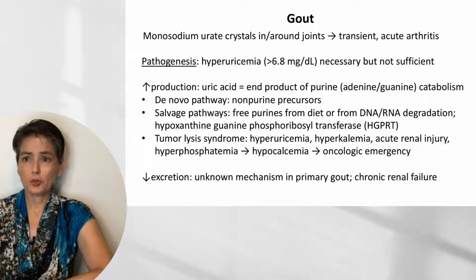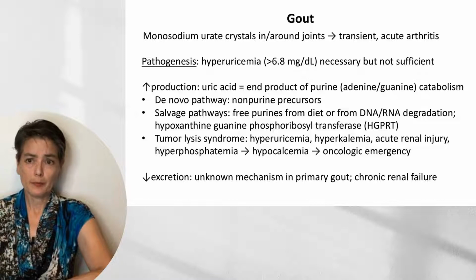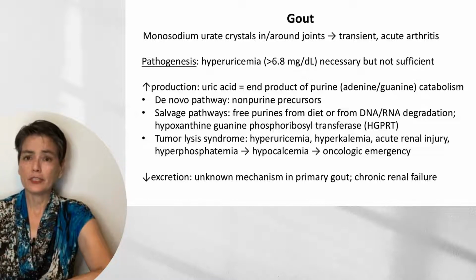So let's begin first with gout. Gout is caused by the deposition of monosodium urate crystals in and around joints that initially presents as a transient acute arthritis. Now we know that hyperuricemia is necessary but not sufficient for the development of gout. The way that we get hyperuricemia can either be through increased production or decreased excretion.